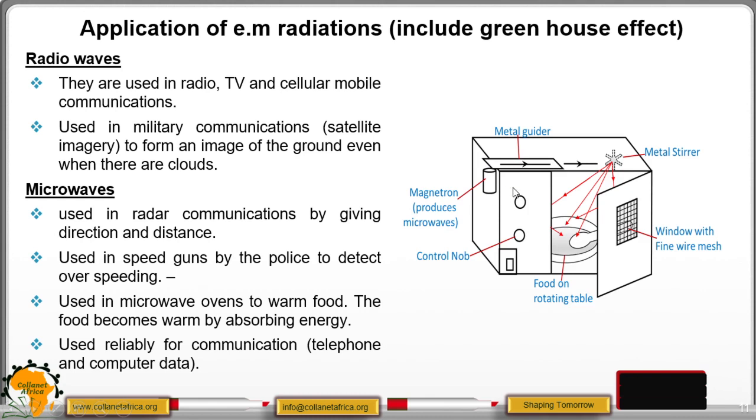You can see what we have in a microwave oven. We have the magnetron, which produces microwaves. We have the metal stirrer, the rotating table, the control knob, and the wheel. The food is placed on the rotating table, and when you connect it to the socket for the source of electricity and put it on, it will rotate, and as it rotates, it will absorb heat or energy from these microwaves, and therefore your food will get hot.